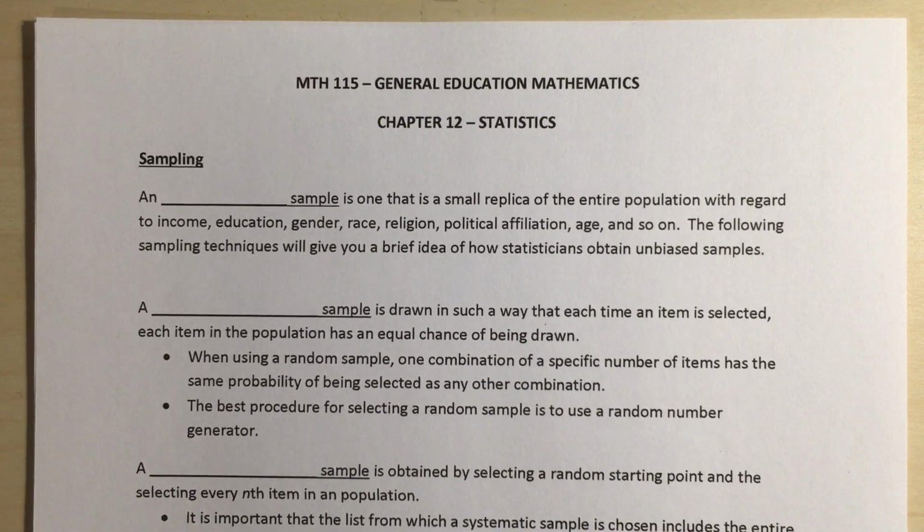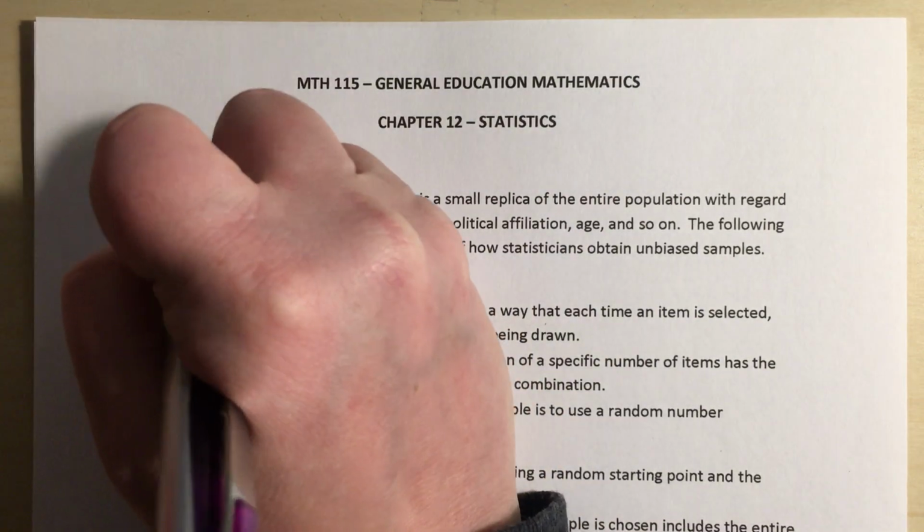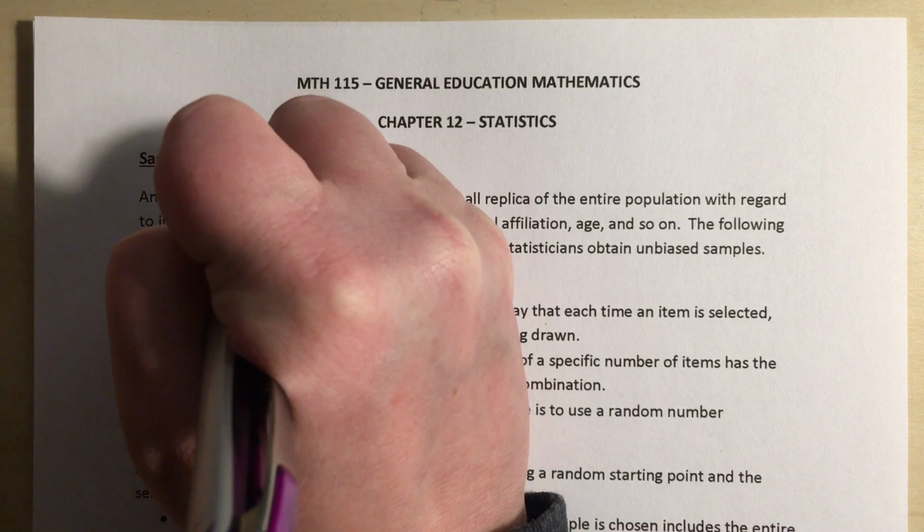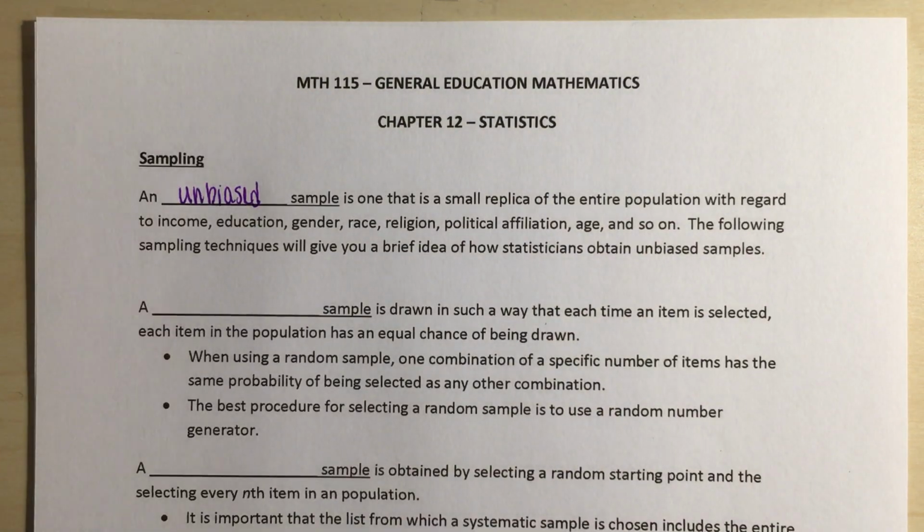There are many different ways that we can generate samples when we're finding statistics. So we're going to talk about some of those different ways. An unbiased sample is one that is a small replica of the entire population with regard to income, education, gender, race, religion, political affiliation, age, and so on. So what we have is a sample that's a good representative of our entire population with regards to a lot of different factors. The following sampling techniques will give you a brief idea of how statisticians obtain unbiased samples.